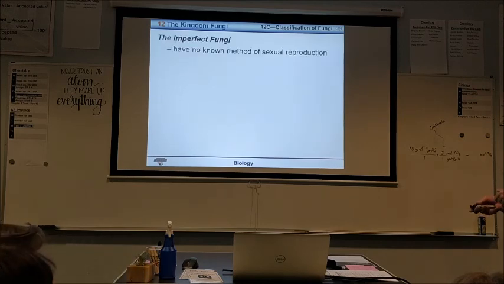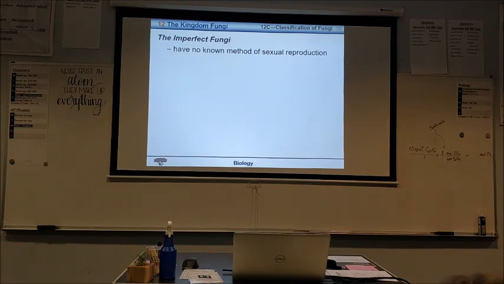The others that we refer to as imperfect fungi are called imperfect because we have never observed any sexual means of reproduction in them. They just do the asexual kind only. They have to reproduce themselves somehow, so it's going to have to be asexually. But we have never observed any sexual type of reproduction in some fungi, so we call them imperfect fungi.